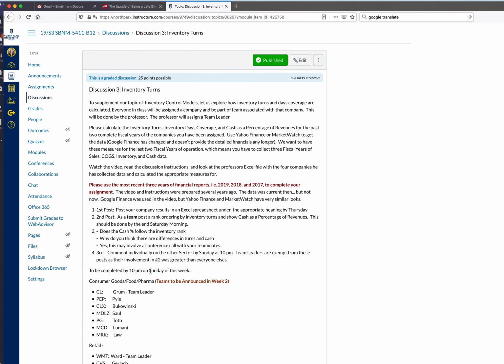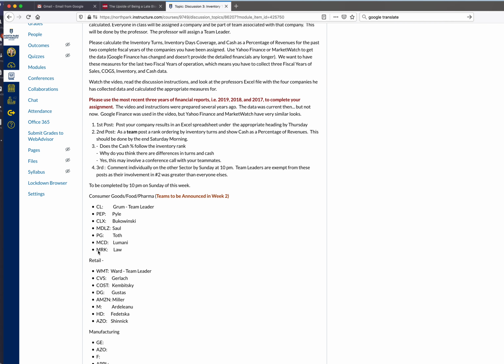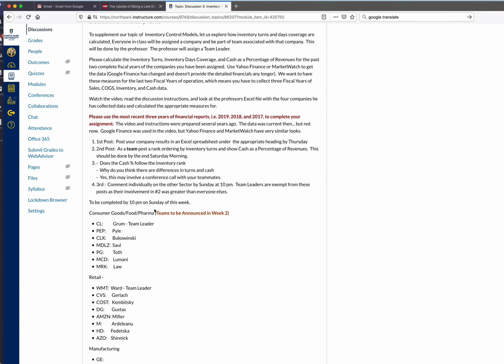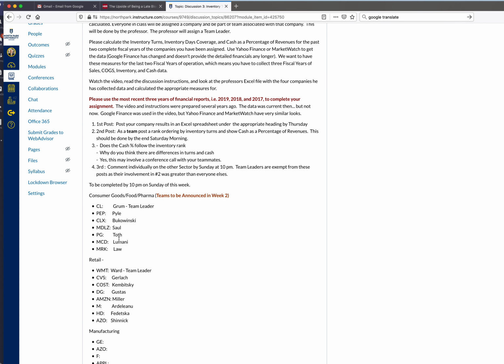And I have these symbols for these companies here, some in consumer products, some in retail, and I've assigned each of you a company to do that. And when it says team leader, that's a team leader. If you read through here, it'll tell you what the team leader does, kind of organizes everybody. Then they don't have to post on the other teams at all. They're done. But the rest of you have to do this and then comment on your own team and then comment on the other team and have some fun with it and see.